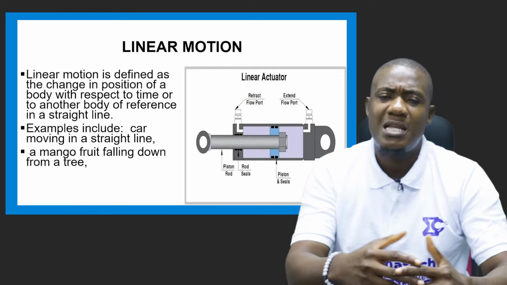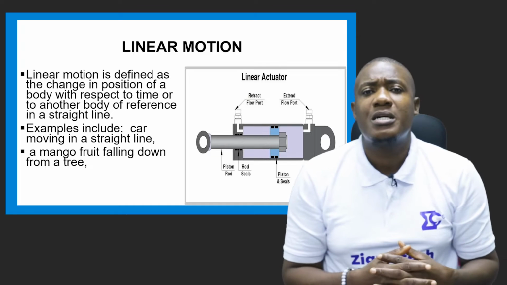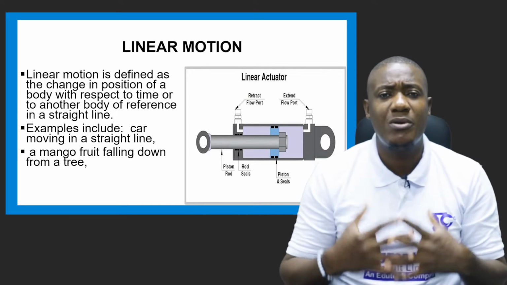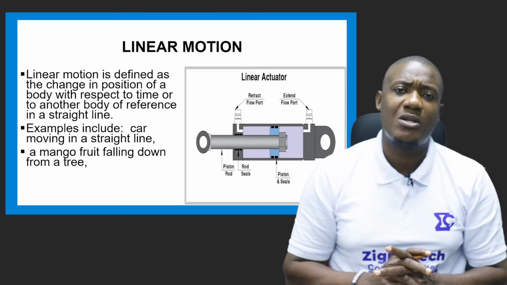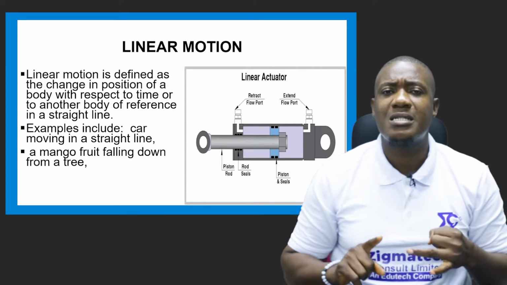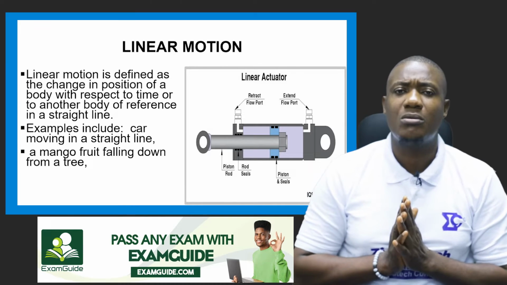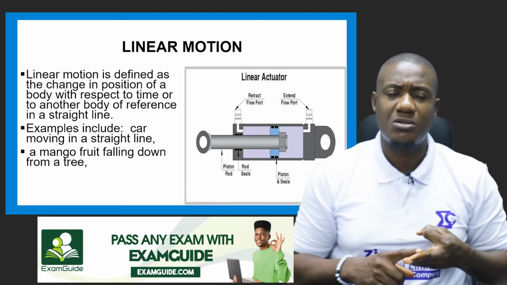Anytime we want to discuss linear motion, there are different parameters that we must consider to enable us to understand exactly what we are talking about. Such parameters include distance, speed, and acceleration, or you can say displacement, velocity, and acceleration.